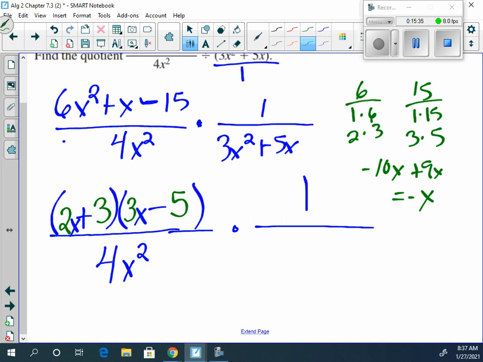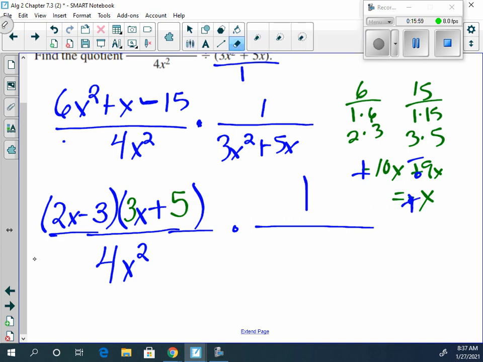Flip the signs. For me, I'm going to have to rewrite that whole thing. Okay, and that would give us the correct thing because the 10x would be positive, the 9 would be negative, and that gives us a positive x, just like we wanted.